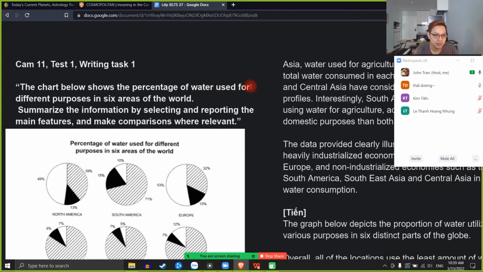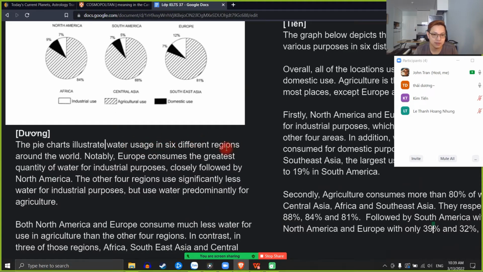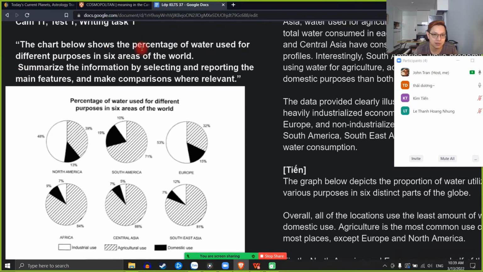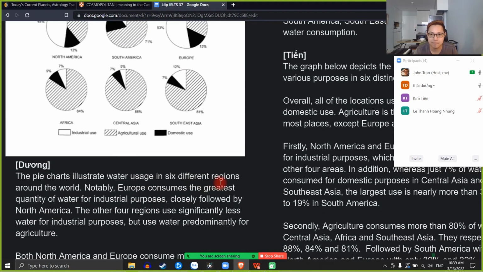Percentage of water used. Chart of water usage. Okay. Different regions. Areas, regions. Around the world. Okay. Notably. Very good. Notably. This is where he shows some kind of style. You know. Notably.